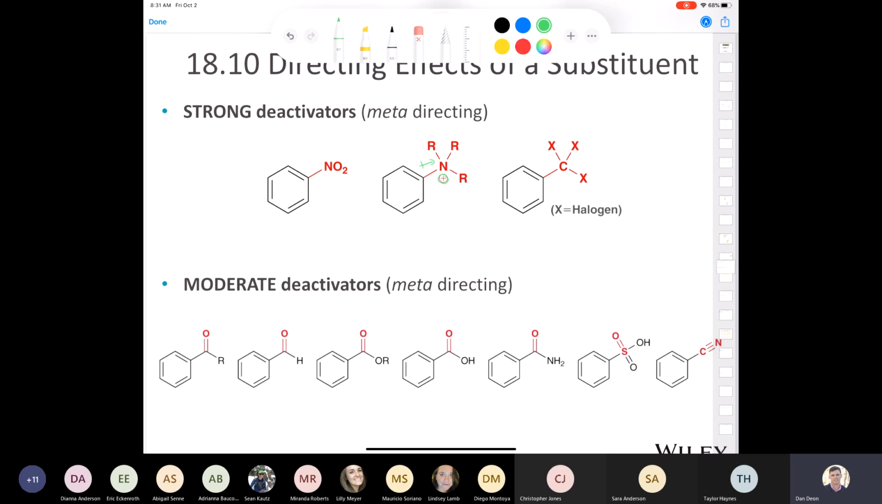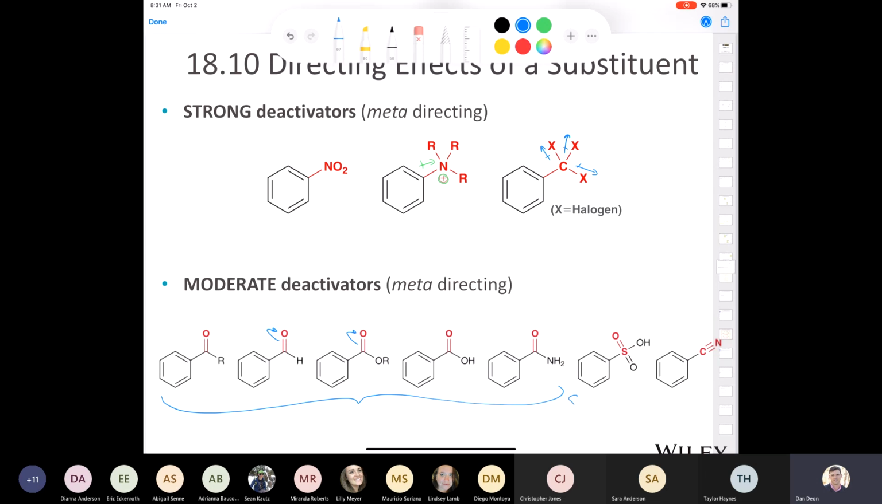deactivating, a strong deactivator. Why? Because you'd have what? You've got 1, 2, 3 dipoles pulling electron density away from the ring like that. So strong deactivators. Moderate deactivators are usually something that has a carbonyl directly attached to the ring, right? And you could draw the curved arrows for any of these. I won't do it for all of them.